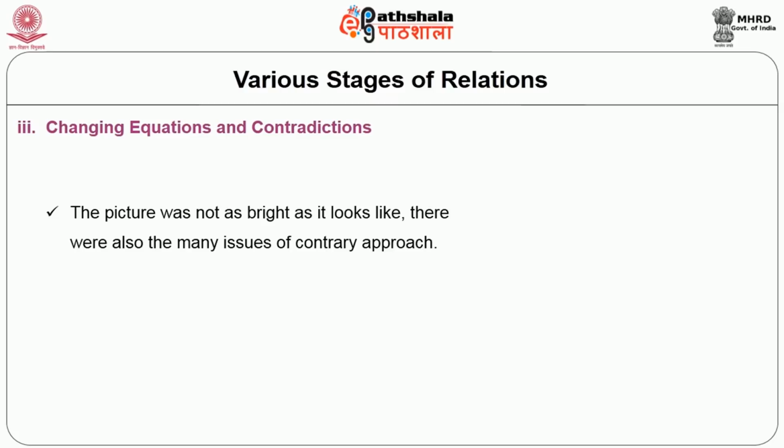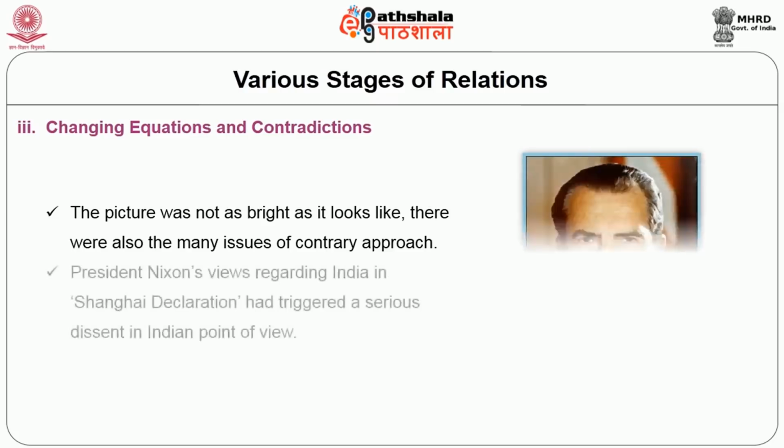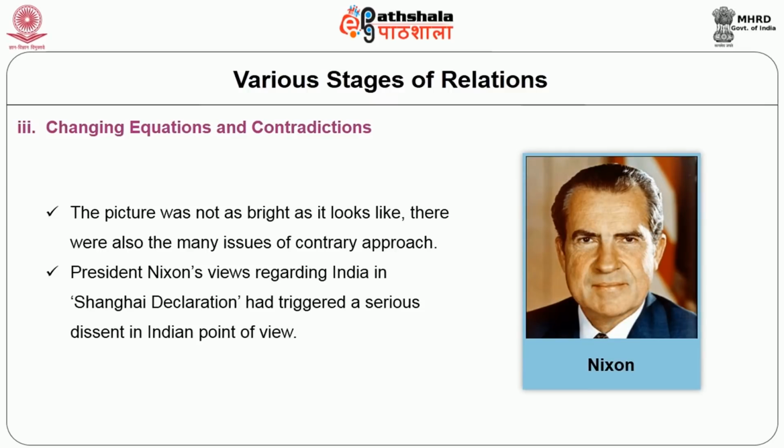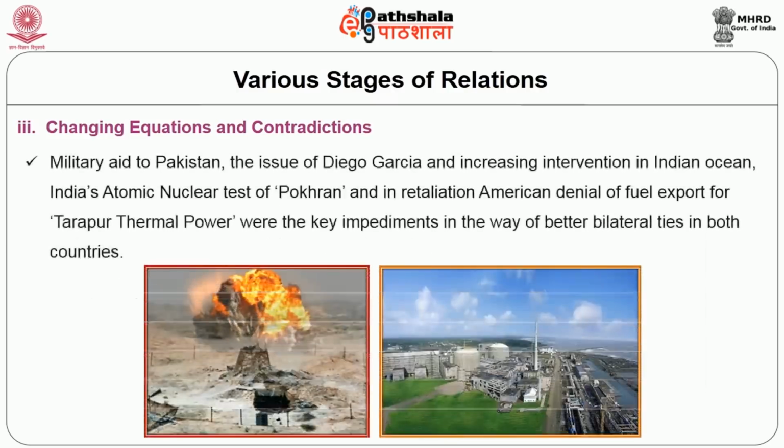There were also many issues of contrary approach. President Nixon's views regarding India in the Shanghai Declaration had triggered serious dissent from the Indian point of view. Besides military aid to Pakistan, the issue of Diego Garcia and increasing intervention in the Indian Ocean, India's atomic nuclear test at Pokhran and, in retaliation, American denial of fuel export for the Tarapur thermal power plant were the key impediments in the way of better bilateral ties between both countries.